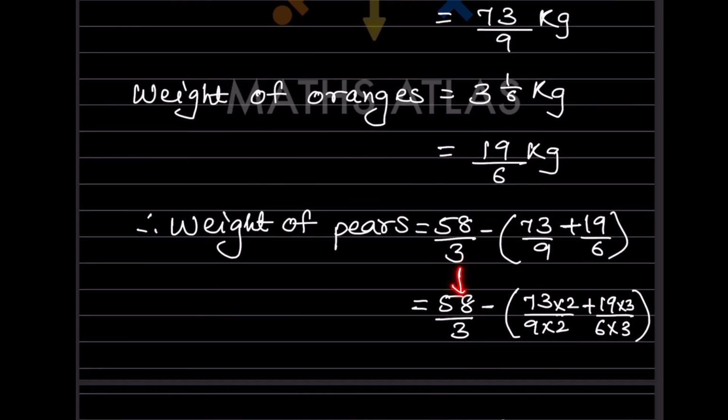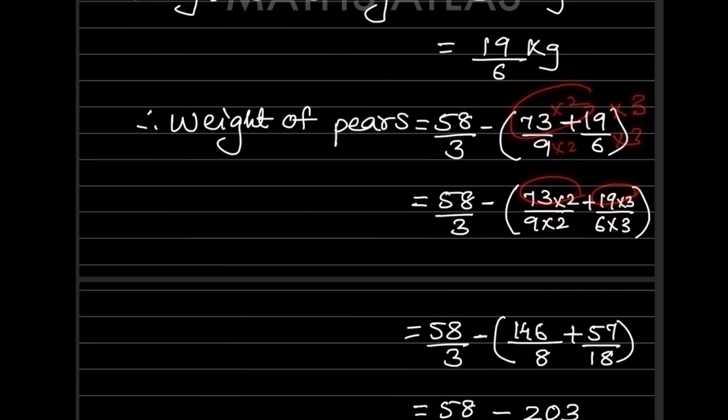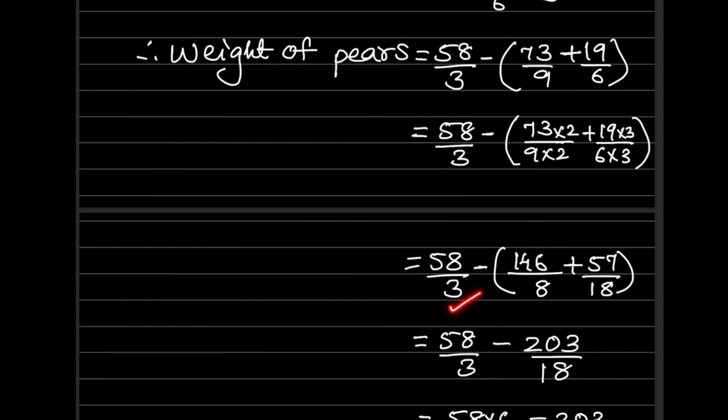So now let us keep this at the side. What we can do here is take the LCM, that is 18. So this is what is taken over here. This thing you are going to write here: 73 into 2, that is 146 by, sorry, this will be 18. And here will be 57 by 18. So now what do you get here? 58 by 3 minus this, when you add this, that is going to be 203 by 18.